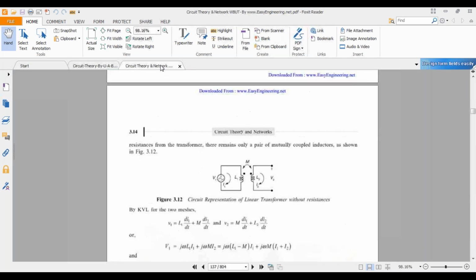Now similarly, we'll start another one called power. One second, I will call you again. Yes, sir. I will open a window.